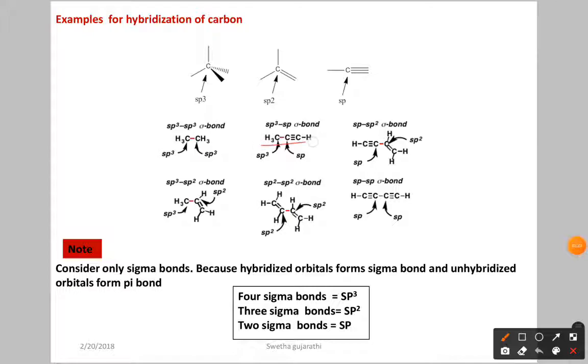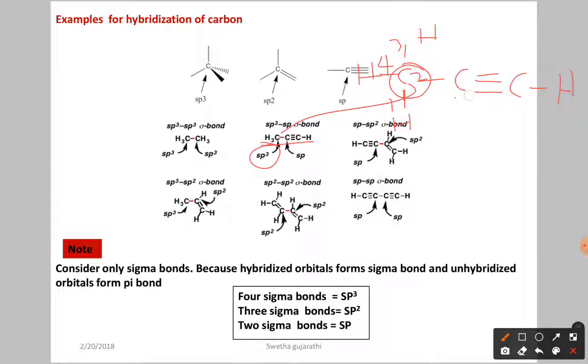Now let us see this molecule. Here we have drawn the complete structure. This is the methyl group, after that we have a single bond, after that we have the triple bond and a CH bond. Now let us see about this carbon. Around this carbon we have 4 sigma bonds: first, second, third, fourth. 4 sigma means hybridization is sp3.